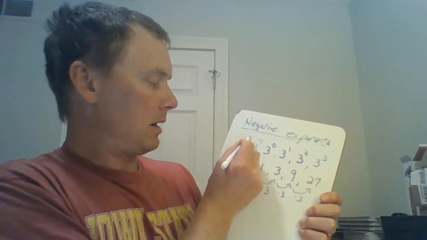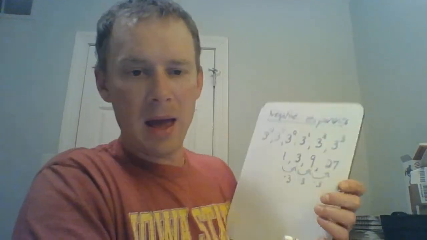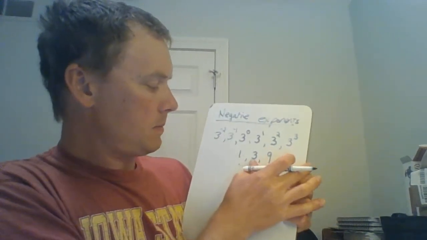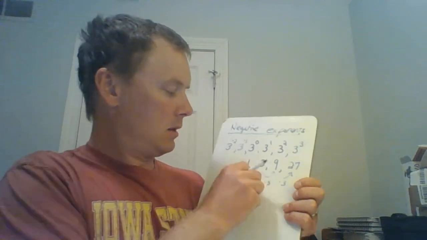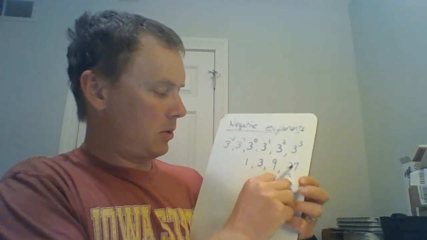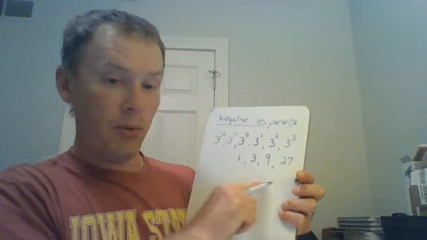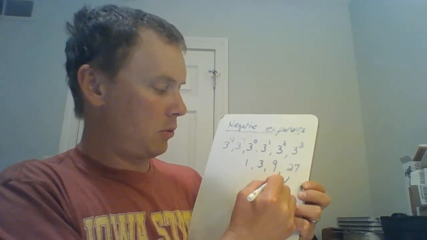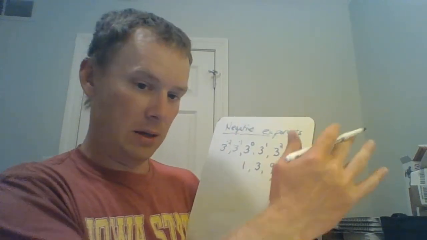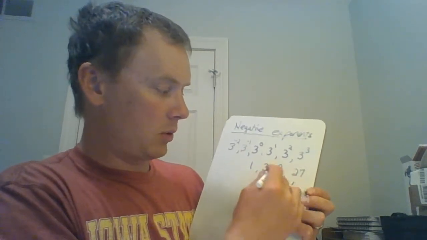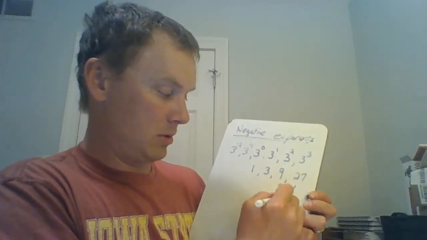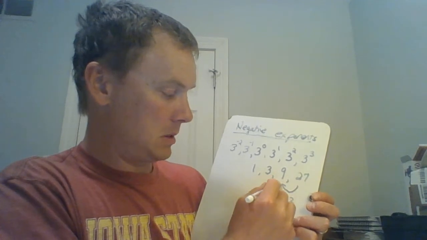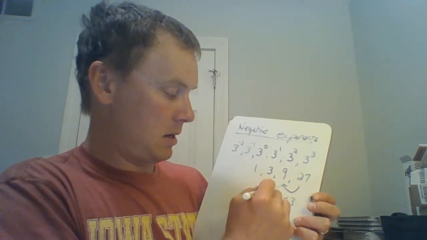Similarly, 3 to the negative second, okay? Well, what happens with those? And so if we think about what we just did here, moving to the right, we were multiplying by 3 each time. But what happens when we move from right to left to go from 27 to 9? Well, we would divide by 3, right? Divide by 3.